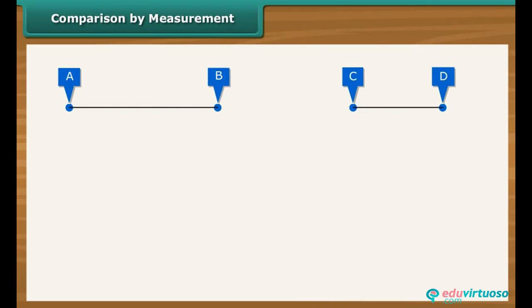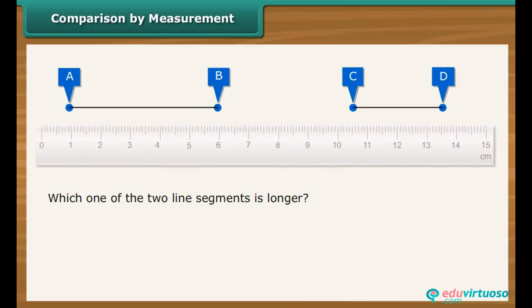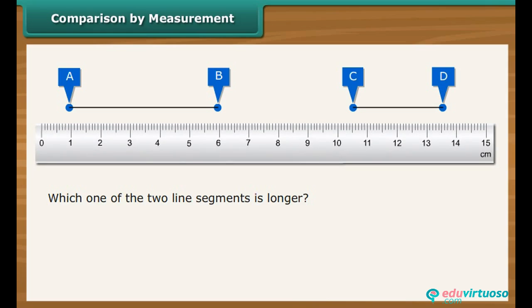Comparison by measurement. Look at the two line segments AB and CD. Which one of the two line segments is longer? Let us measure the two line segments with a ruler and decide which one is longer. On one side of the ruler, the measurements are written in inches and on the other side in centimeters. Let us use the centimeter side to measure the line segments.